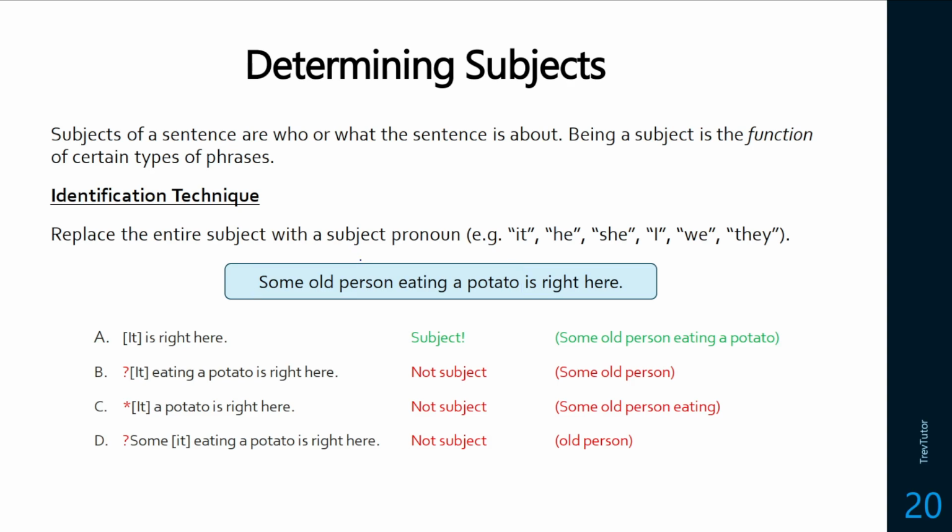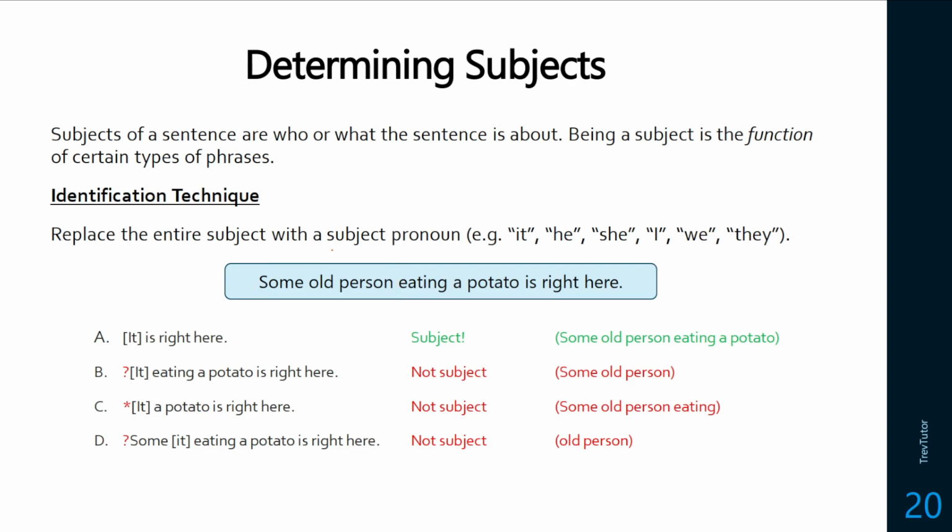But what if we think, well, I don't know, maybe it's just some old person. This seems like an object, and eating feels like a verb, so maybe this is just the subject and the rest is the predicate. So if we do a replacement, "it eating a potato is right here," "he eating a potato is right here." It sounds weird. Like you need to put a comma or a pause in speech. You can't just say it naturally. So because of that, this is questionable, and we say we probably don't have the subject here.